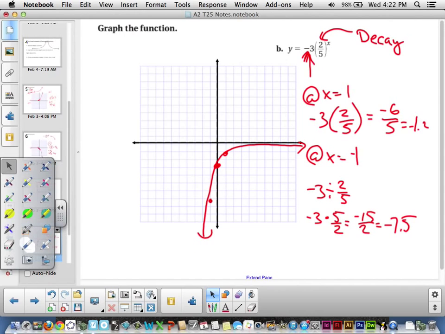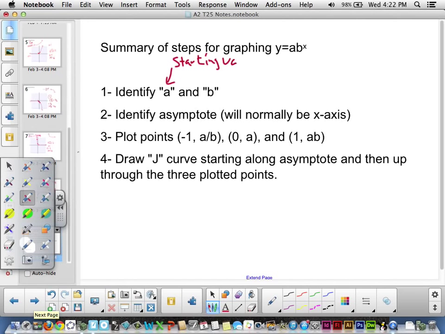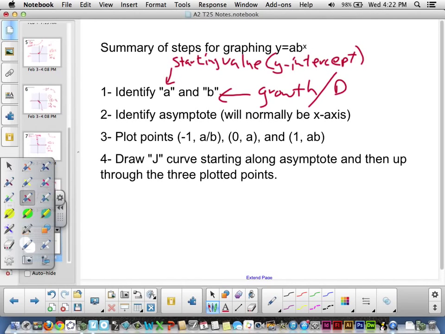So, in summary, the four basic steps for graphing y equals a times b to the x. Identify an a and a b. A will be your starting value or your y-intercept. B will let you know whether it's growth or decay. Does it go up or down? Does it approach the asymptote for large values of x or small values of x? Identify the asymptote. Is it on the right or the left? Normally the x-axis.